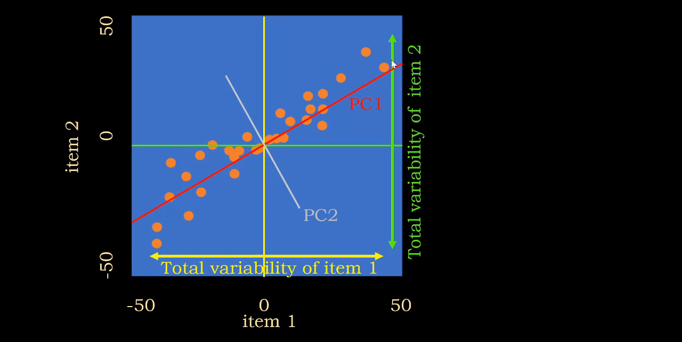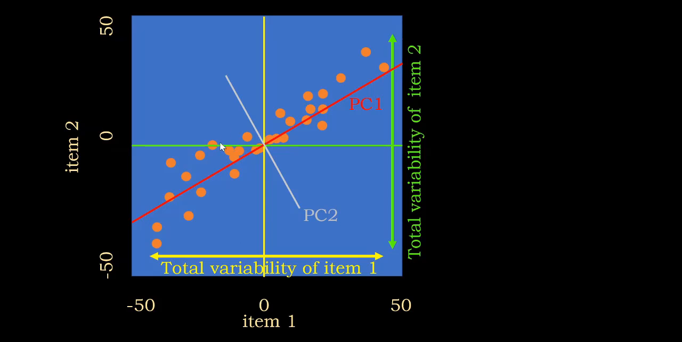I've explained the case of one principal component. Let's now add a second principal component to this example. So we had principal component 1, that is the line that minimizes the distance between the orange dots and that line. Now the principal component 2, like the principal component 1, has to go through the intersect of the two means.